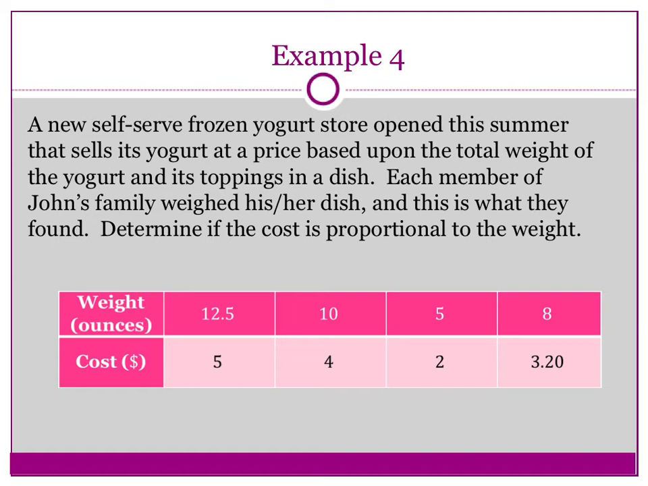Each member of John's family weighed his or her dish, and this is what they found. Determine if the cost is proportional to the weight. Or in other words, does the cost vary directly with its weight? So what we have to do in a case like this is see if the k value is the same for each person.